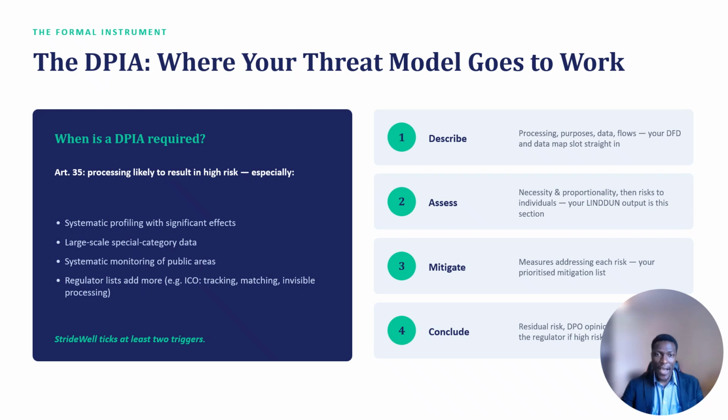And here's actually why this module matters. Look at the data protection impact assessment anatomy. Describe the processing: your data flow map, your data flow diagram, and data map slot straight in. Assess necessity and risk to individuals: that's the section in your Lindon output. Mitigation measures: this is your prioritized list. Conclusion and sign-off: here you consult the regulator if high residual risk remains.